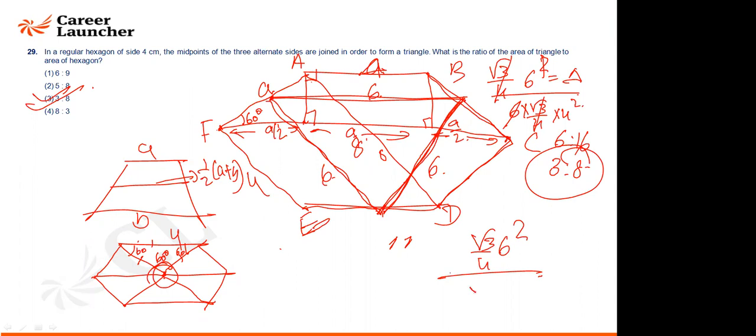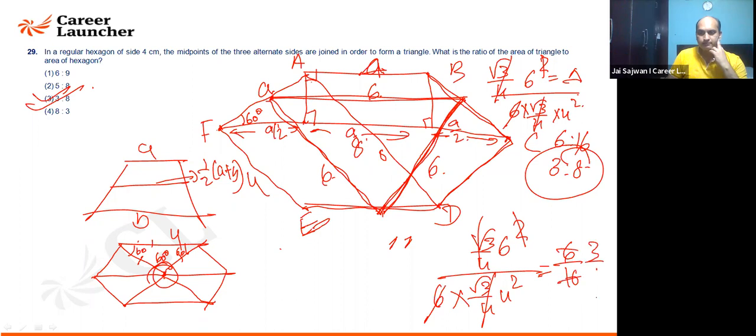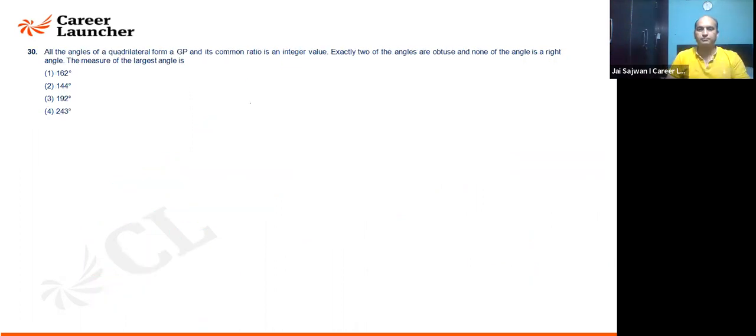So that is root 3 by 4, 4 square into 6. I'll cancel this one. So it is 6 by 16, which is 3 by 8. Fine. Let's come to the last question.